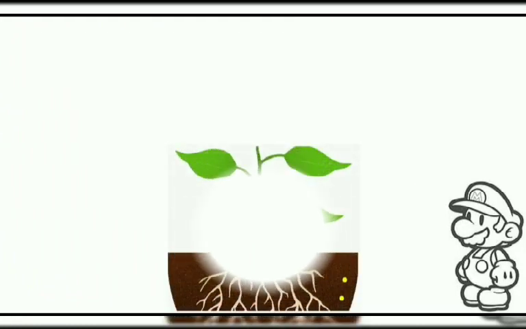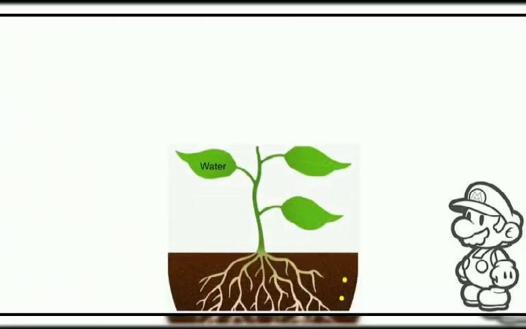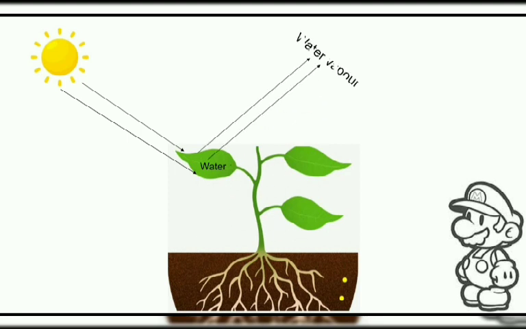Suppose this one is the plant, and inside the plant you see that water is present. When sunlight enters through the stomata inside the leaf, that water is converted into water vapor, which later helps in the formation of cloud, and that cloud comes down in the form of rain. Okay, this one.